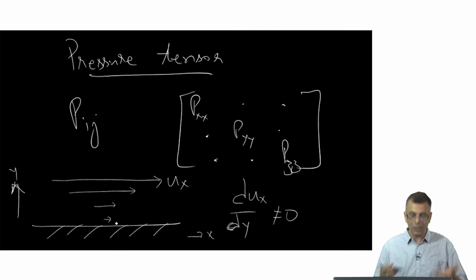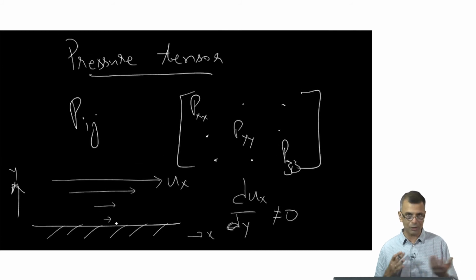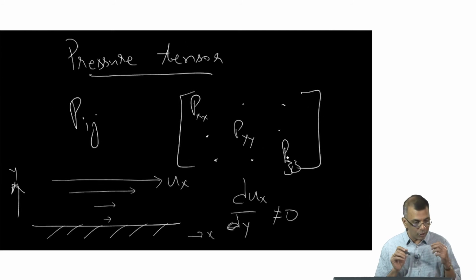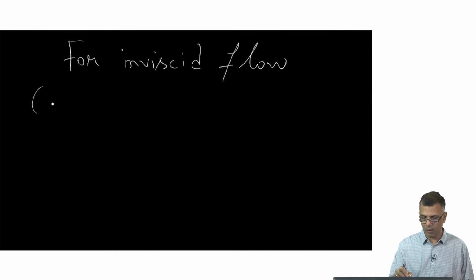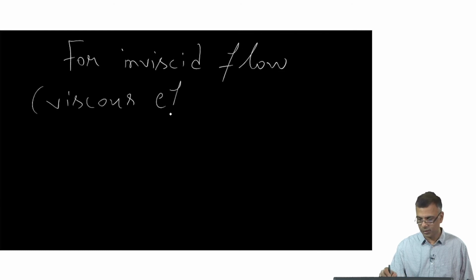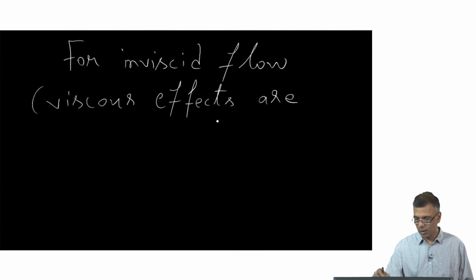In other words, for an inviscid fluid, there is no such thing as a perfectly inviscid fluid, these terms are all relative. For an inviscid fluid, these cross terms are not important, it's only the diagonal terms that are important. So, for an inviscid fluid, i.e. viscosity or viscous effects are negligible.